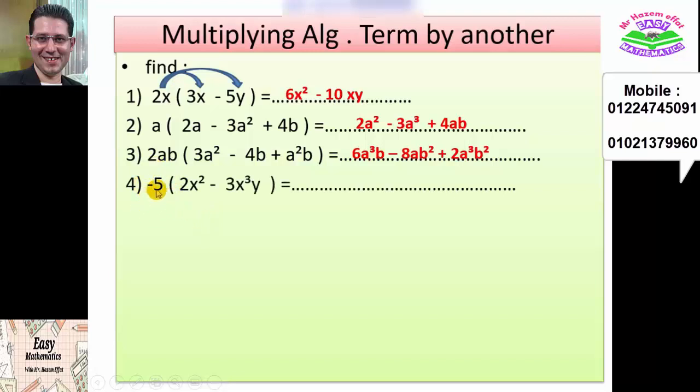He gave me here just negative 5 multiplied by 2x power 2 minus 3x power 3y. Multiply negative 5 by everyone here. It will be equal, negative 5 by 2x power 2 equal negative 10x power 2. And negative 5 by negative 3, it will be positive 15x power 3y.